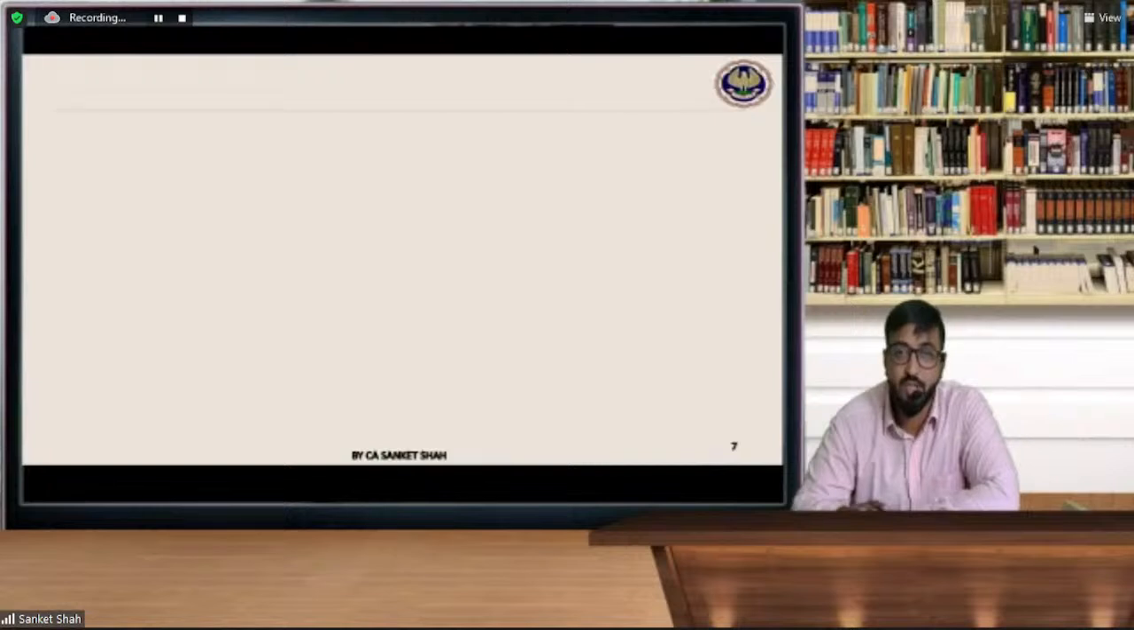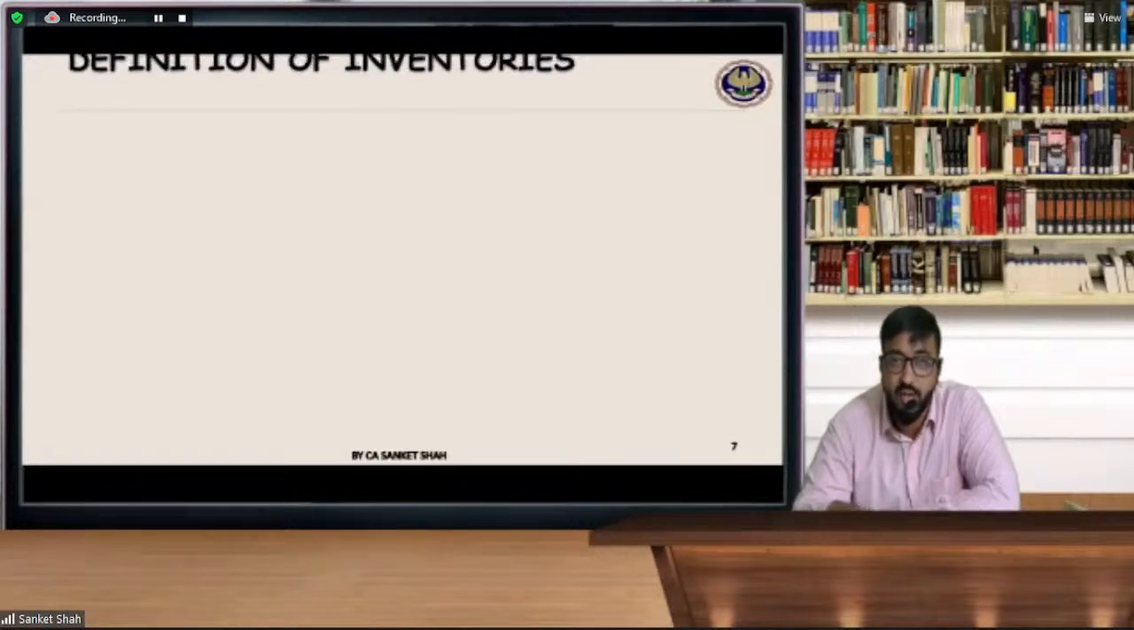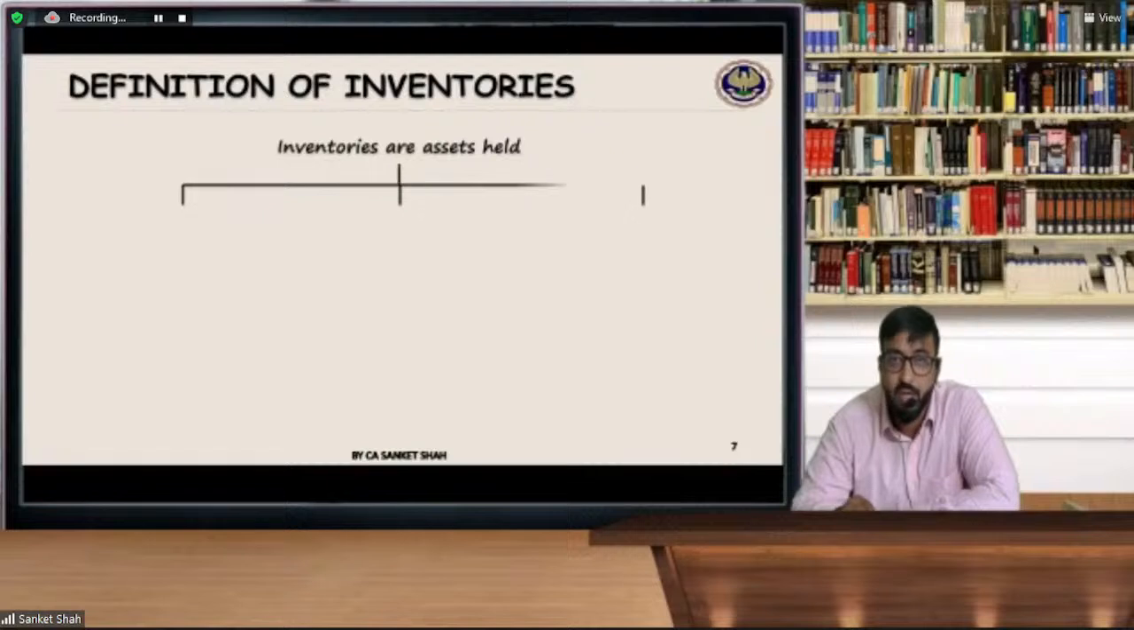Now what is the definition of inventory? Inventory is nothing but, beta, raw material, WIP and finished goods. In simple language it is inventory, but beta, we have to see the technical part of this definition. The technical definition is given below. Inventories are assets held for sale in the ordinary course of business. So beta, if you are selling it in the ordinary course of business, it is called inventory.